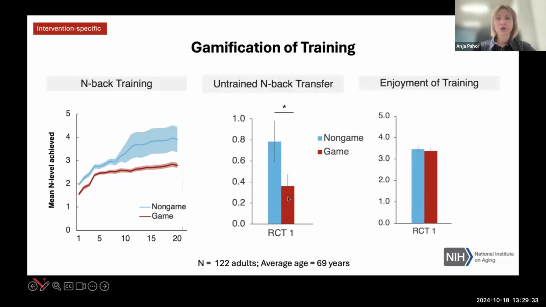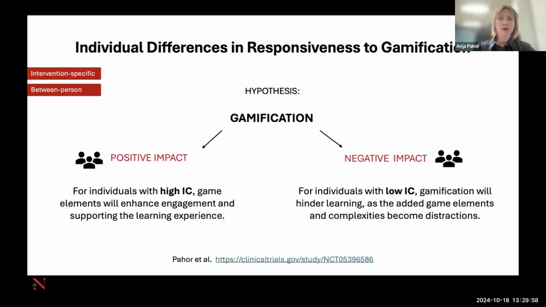And while both groups show statistically significant gains on an untrained n-back task, so a near transfer task, the non-game group showed significantly higher gains compared to the game group. And interestingly, there doesn't seem to be a strong preference for either game or non-game training based on a survey that we administered.